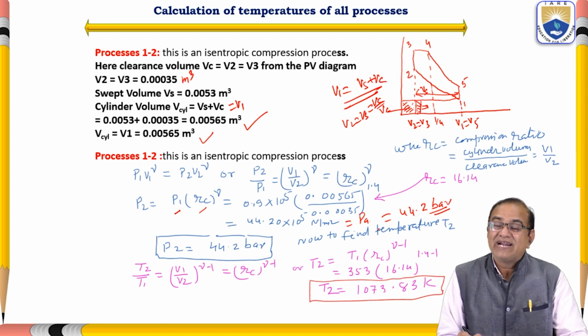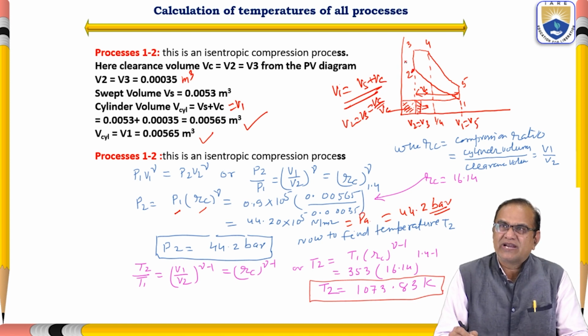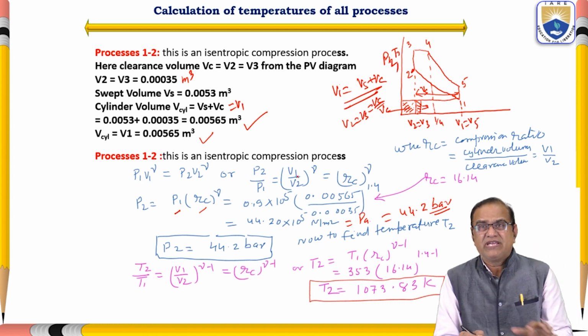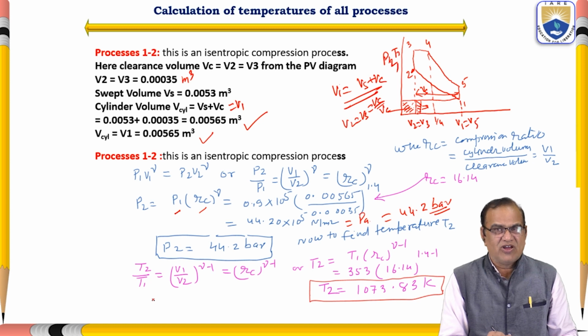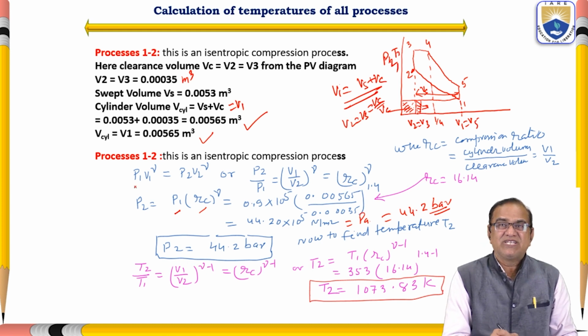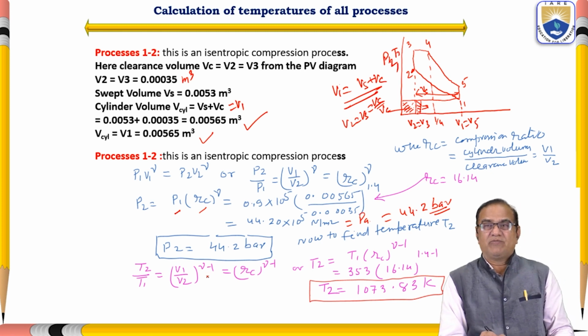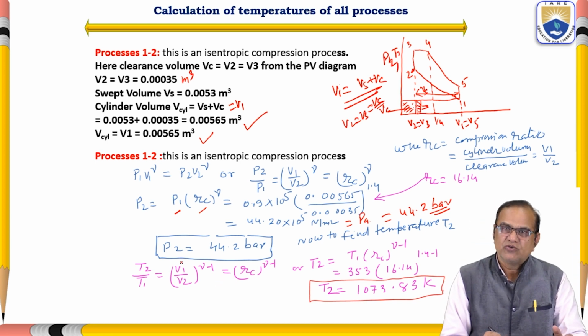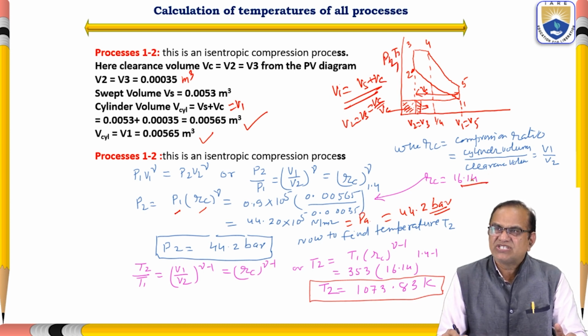Now we have to find out the temperature of point 2 here, that is P2 comma T2. Okay, so again the same type of relation, this time between temperature and volume. Before it was pressure and volume. So here T2 by T1 is equal to V1 by V2 to the power gamma minus 1. So if it is T and V relations, it is gamma minus 1. If it is P and V, it is gamma. And if it is T and P, it is gamma minus 1 by gamma. That we have already learned during our previous classes. So here V1 by V2 is equal to RC, and gamma minus 1, and RC we have found out here as 16.14.